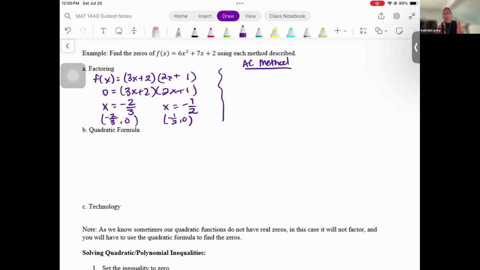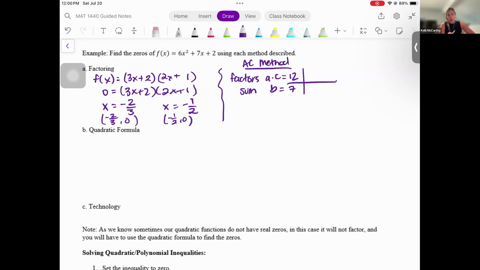Likewise, if we look at our constant term, the more factors that our constant term has, trial and error becomes very tedious because it could take us a while to land at the appropriate factors. So the AC method does eliminate a lot of that trial and error. So for the AC method, we're looking for factors of A times C that sum to B. So A times C in this case is 6 times 2, or 12, and B is 7.